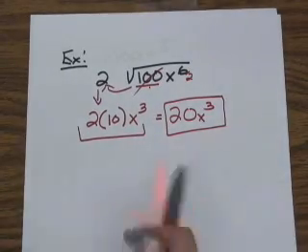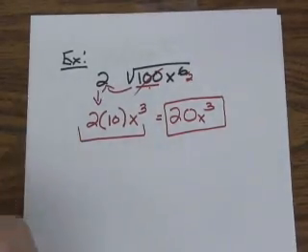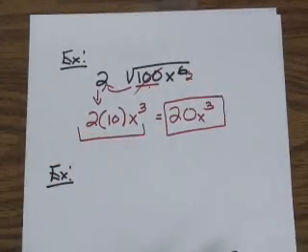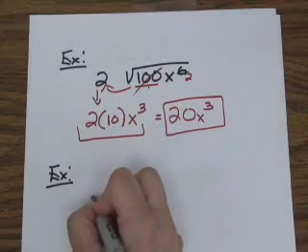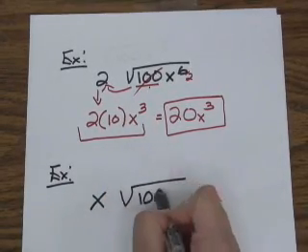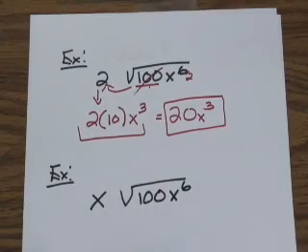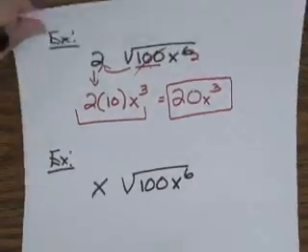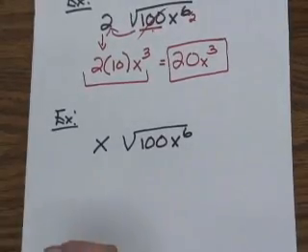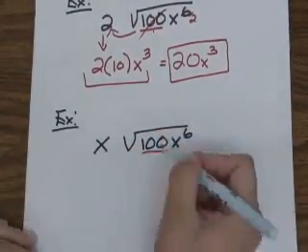Let's look at another one like this. What if instead of a number in the front, we have a variable like x? And I'll just use the same problem over and over again so you can see what's changing. Again, you want to ask yourself, what root of 100 is a perfect square? So the square root of 100 is 10.